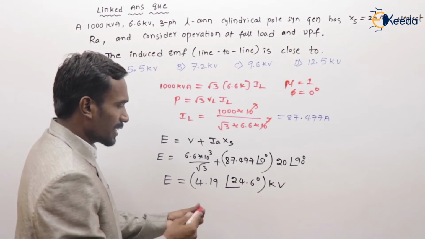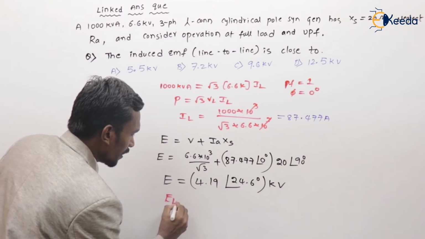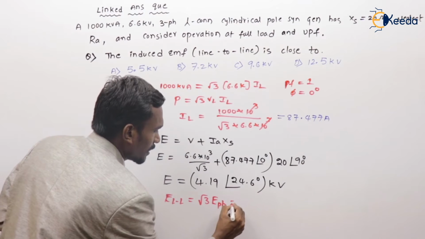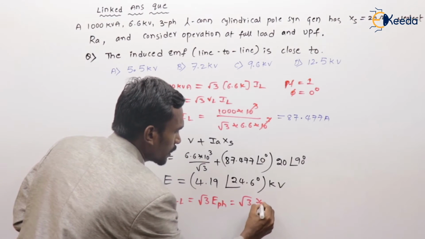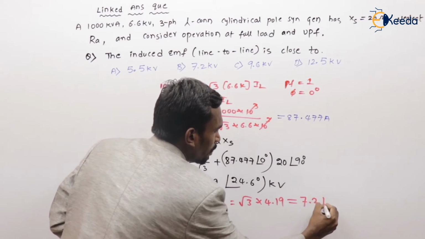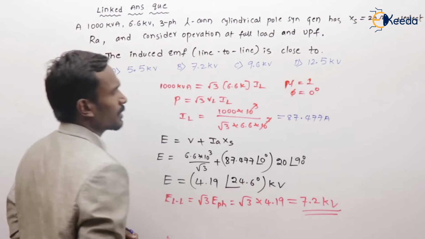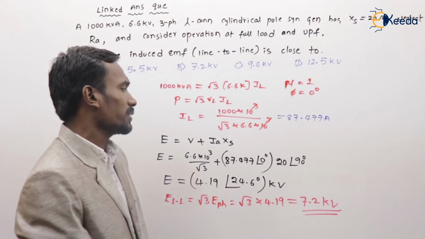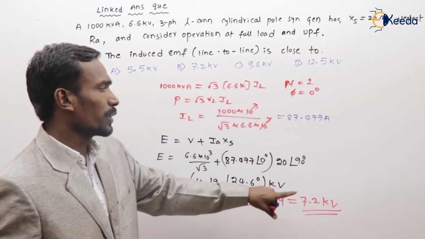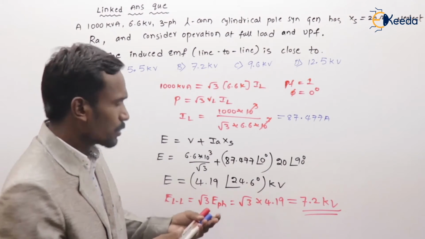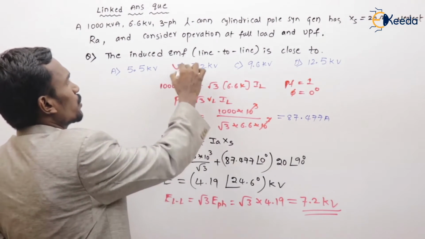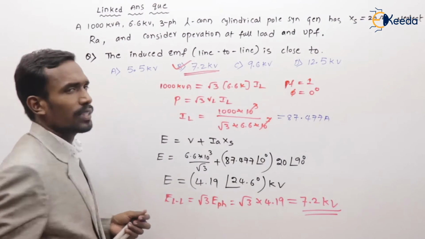In star connected, EMF line to line is equals to root 3 times the phase, nothing but root 3 into 4.19, nothing but 7.2 kilovolts. 7.2 kilovolts is our answer. So option C is the correct answer for this question.